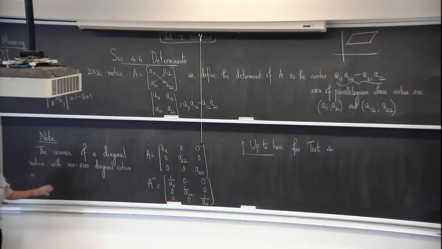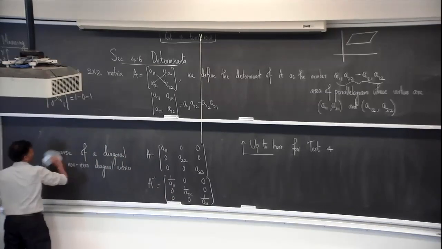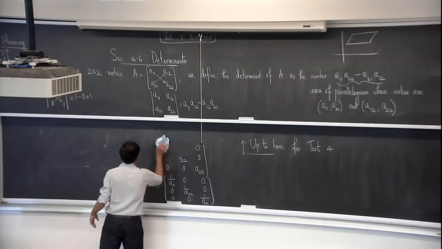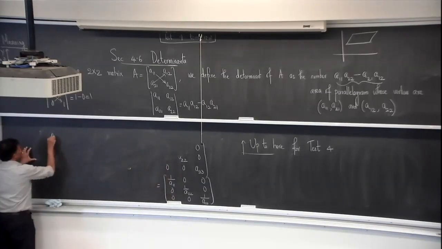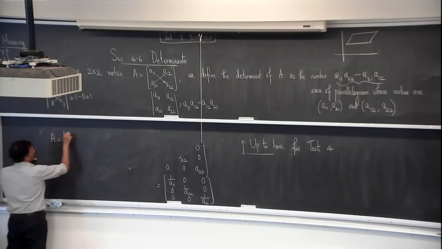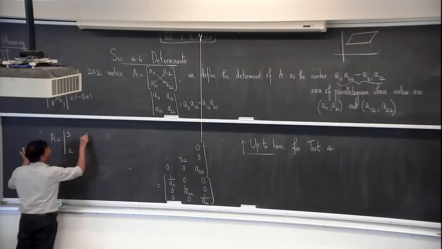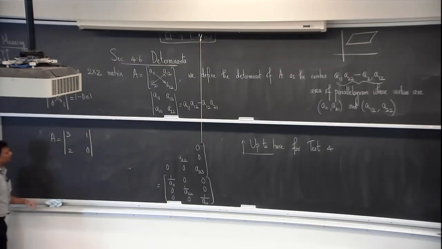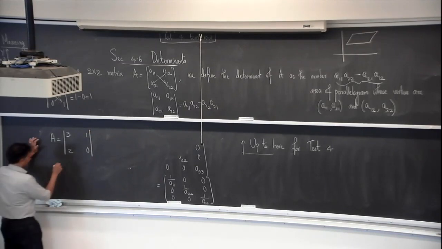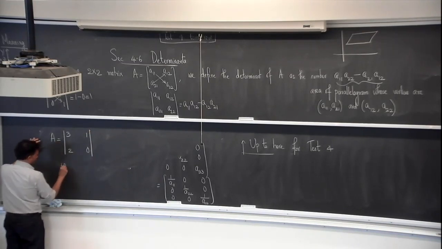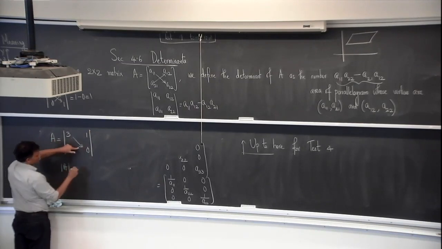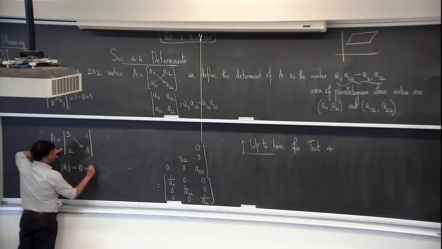So let's just do a couple of cases here. Okay. So A equals 3, 2, 1, 0. Okay, so it has got vertices at 3, 2, and 1, 0. So it's still a rectangle. Okay, and the area is given by the determinant of A. You can denote it by the two vertical lines, and that's equal to 3 times 0, which is 0, minus 2, which is negative 2.